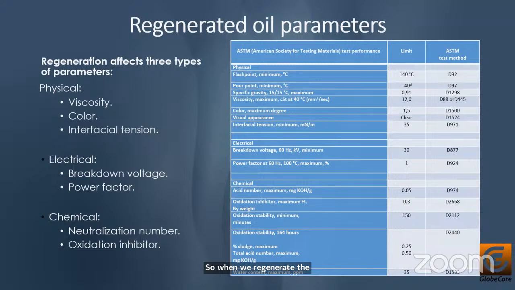we affect the oil in three large areas. We are going to affect it physically. We are going to affect its viscosity, its interfacial tension, visual appearance, among other physical characteristics of the oil. We will also influence the electrical performance, such as power factor and breakdown voltage. Finally, we are going to influence the chemical characteristics, such as neutralization number and inhibitor content.